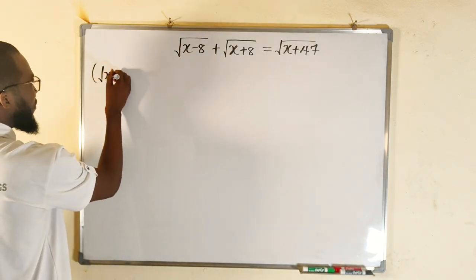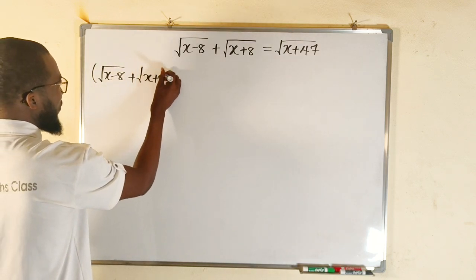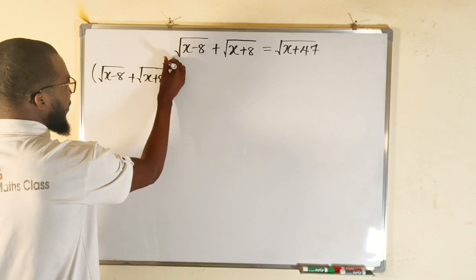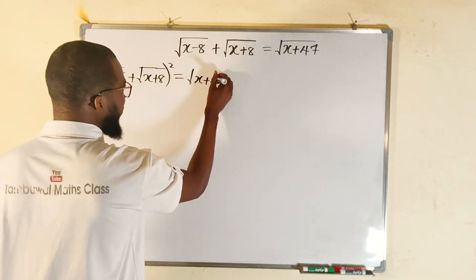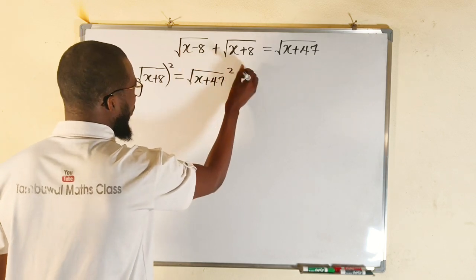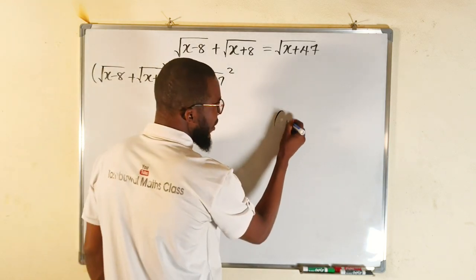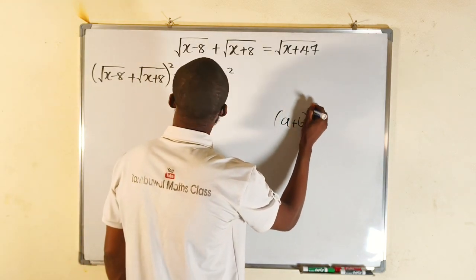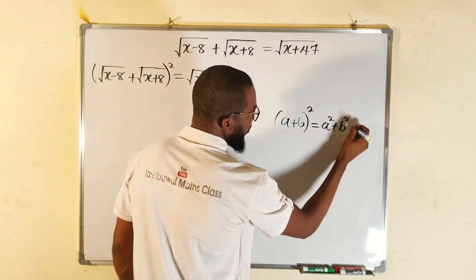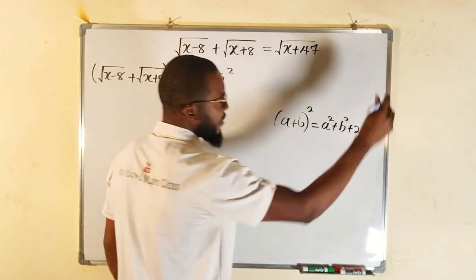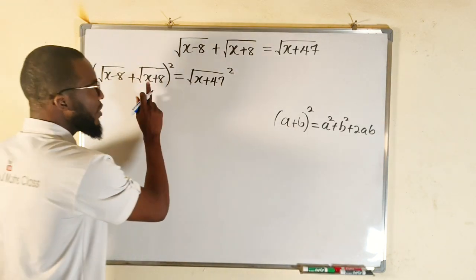The square root of x minus 8 plus the square root of x plus 8, whole squared, is the same thing as the square root of x plus 47, whole squared as well. So let's start with the left hand side. Remember binomial expansion: a plus b to the power of 2 is the same thing as a squared plus b squared plus 2ab. We are going to apply this to expand this, where our a is this, our b is this.